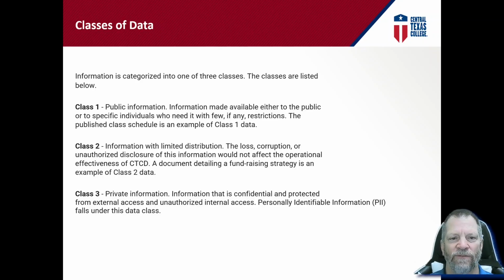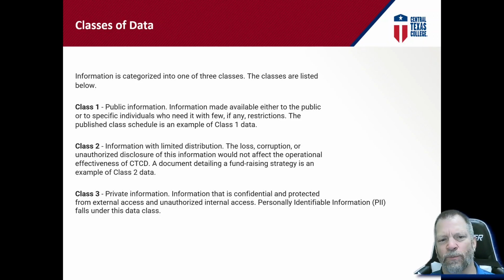Class 2 is information with limited distribution. The loss, corruption, or unauthorized disclosure of this information would not affect the operational effectiveness of CTC. A document detailing a fundraising strategy is an example of Class 2 data.